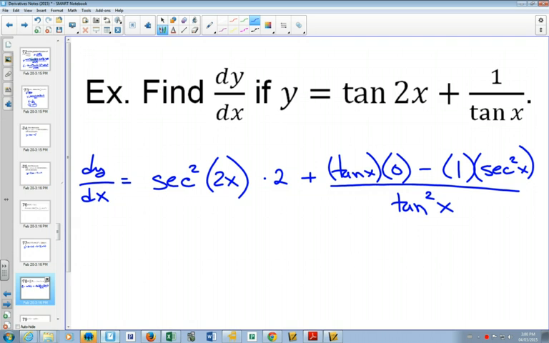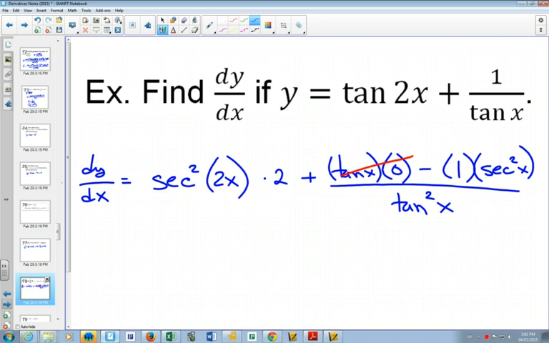This would be fine. It didn't ask you to show that or anything. You could leave it like this and you would be fine. You can see that this is going to go away because it's times by 0. And you just have negative secant squared over tan squared.